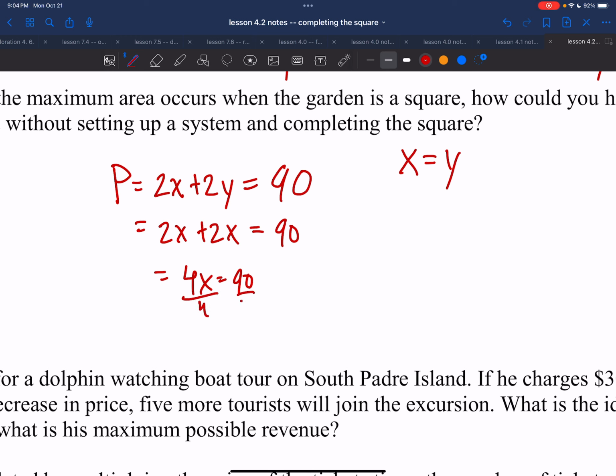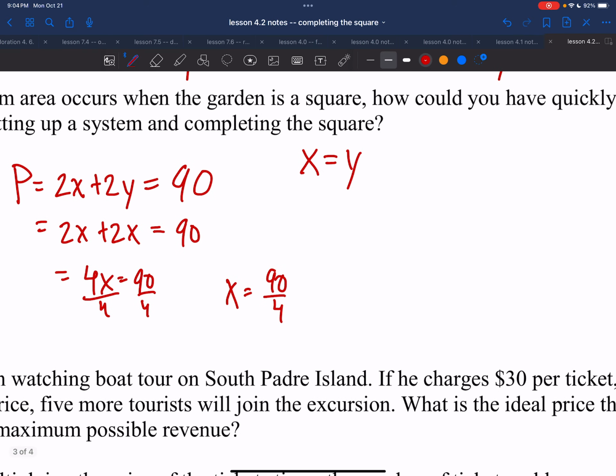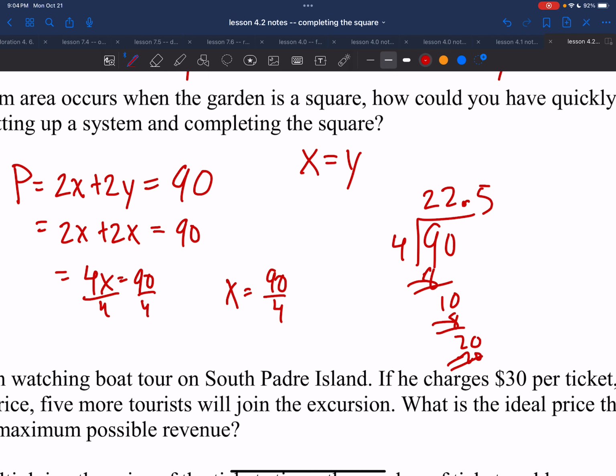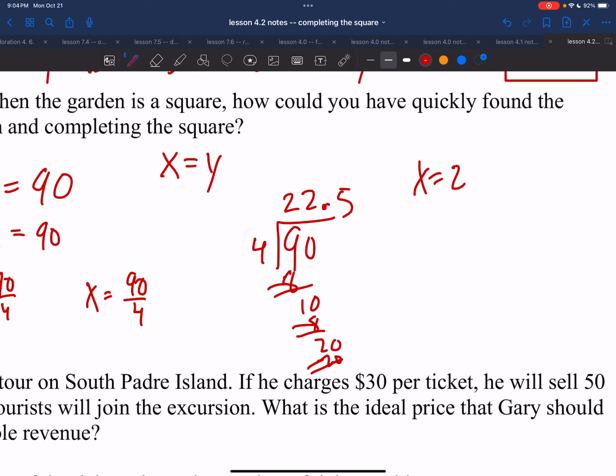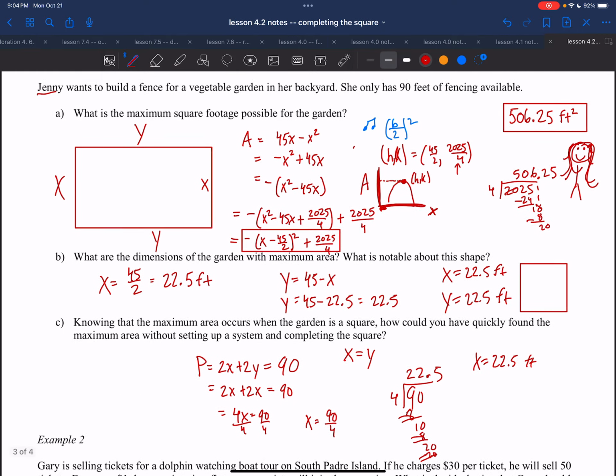If I divide both sides by 4, x is 90 over 4. 90 divided by 4, 4 goes into 9 twice, that's 10, goes in twice, oh my gosh, 0.5. And you're done. x is 22.5 feet. So I know a 22.5 foot by 22.5 foot square, square on all sides, is going to maximize my area. Neat. Cool. And there it is.